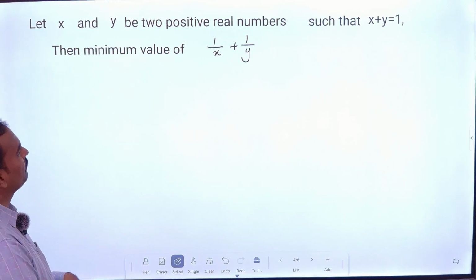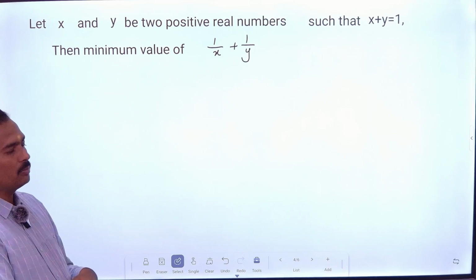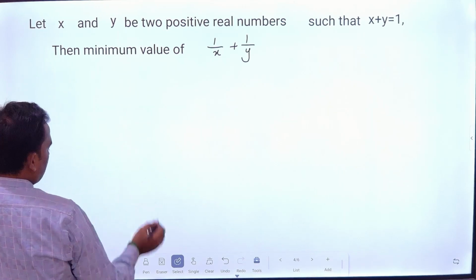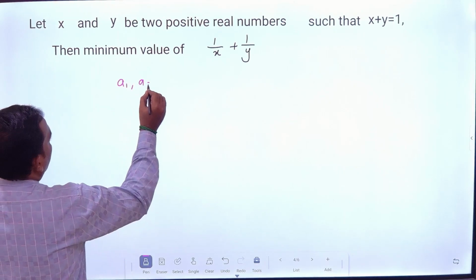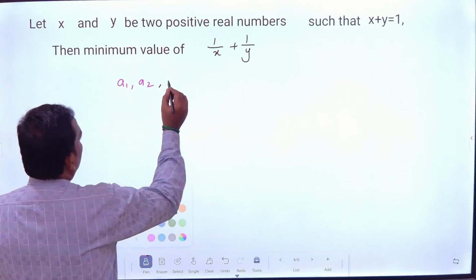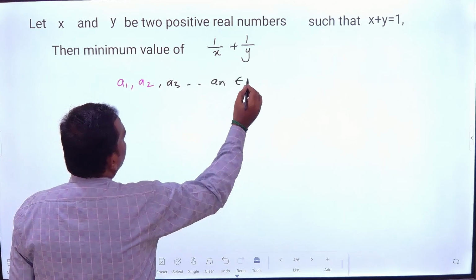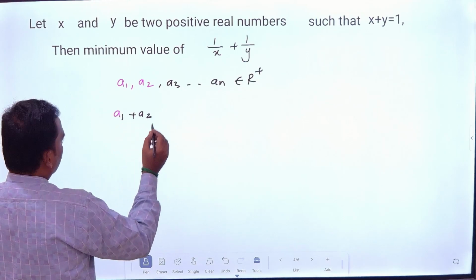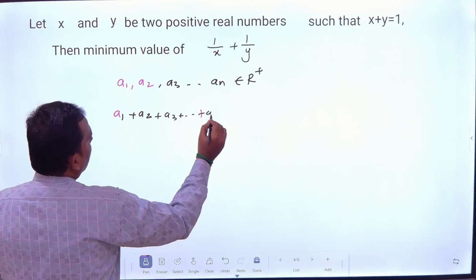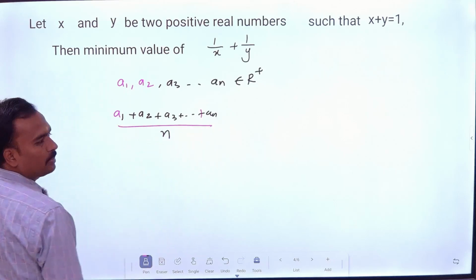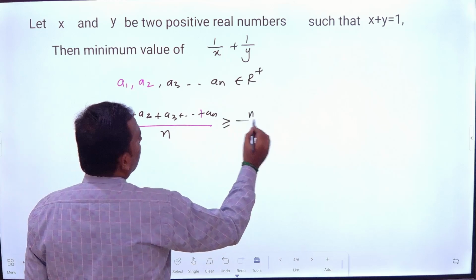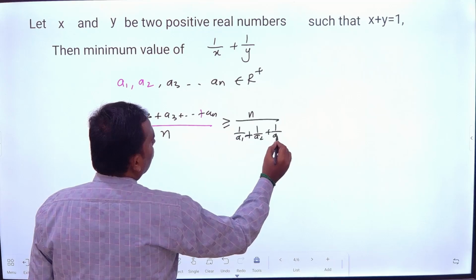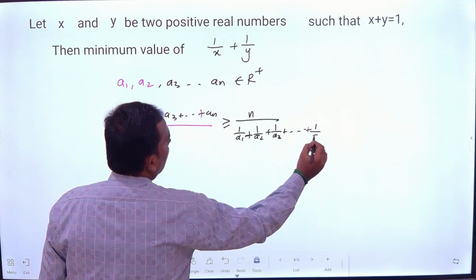You have to apply the arithmetic mean and harmonic mean ideas here. We already know that if I have numbers A1, A2, A3 up to AN belonging to positive real numbers, the arithmetic mean, A1 plus A2 plus A3 up to AN divided by the number of terms n, is greater than or equal to n divided by 1 by A1 plus 1 by A2 plus 1 by A3 and so on up to 1 by AN.